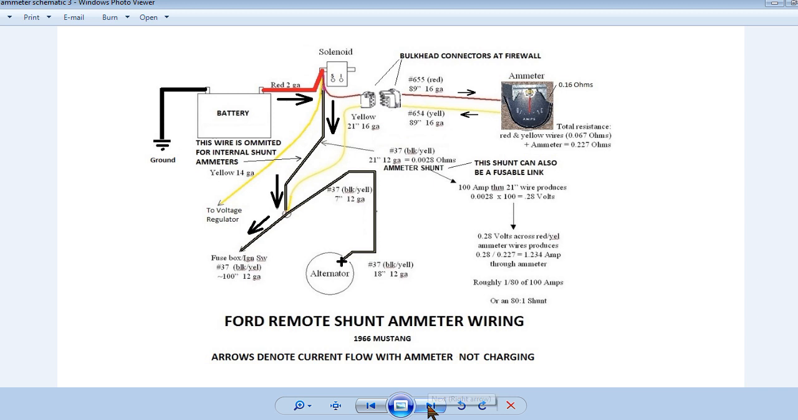It will be more apparent if you turn on your headlights and run the heater blower to increase the current draw from the battery. Slide 8. This slide shows the current flow arrows with the alternator charging. This will be when the engine is running and the alternator is charging. Notice the current flow through the ammeter is reversed from the not charging slide. This will cause the ammeter pointer to move toward the C, or charge.